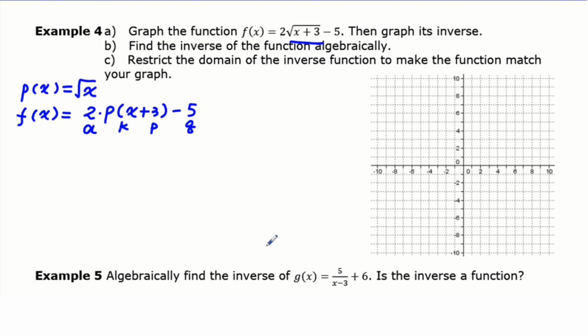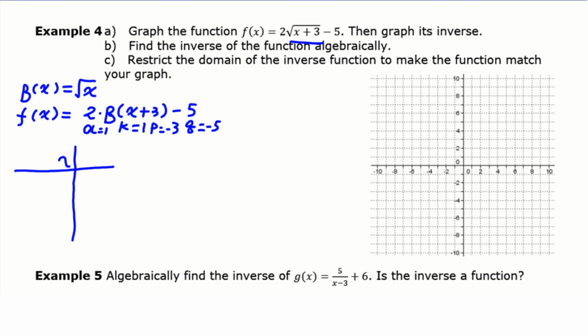So we may change this P to B(x) so it is not the same as the P. So we have a equals 2, k equals 1, p equals the opposite, -3, and q equals -5. Then we could create a table of values.